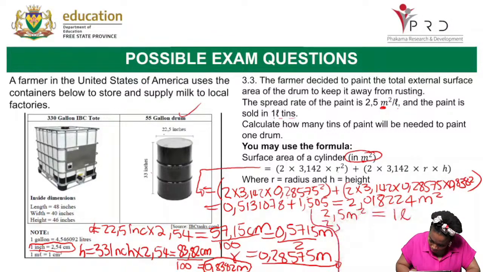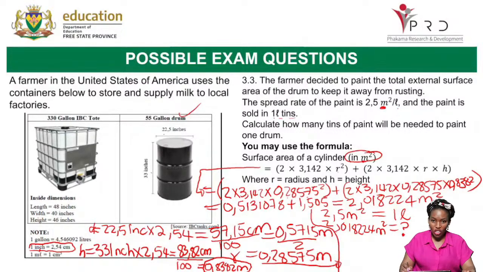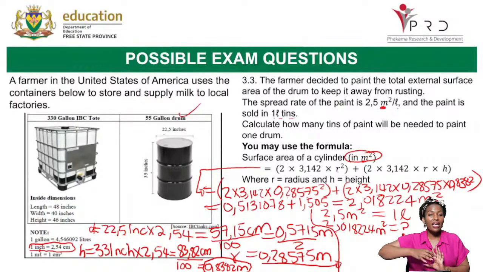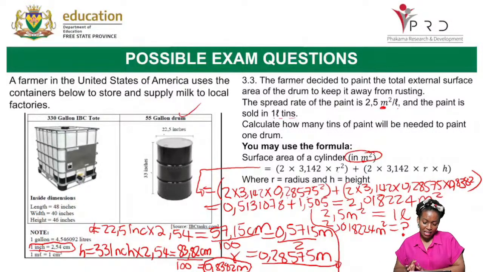For 2.018224 meters squared, how many liters of paint do you need? You make it a question mark. So here, you cross multiply. After cross multiplying, you will get the number of liters of paint that you need to buy. And remember, if you get a decimal number of liters of paint here, you need to round it up. You don't round down because your paint is only sold in 1 liter tins. If your answer is going to be 1.2, it means you need to buy 2 liters of paint.